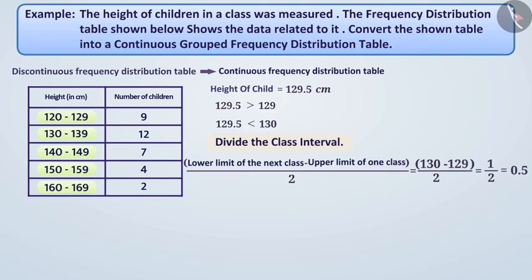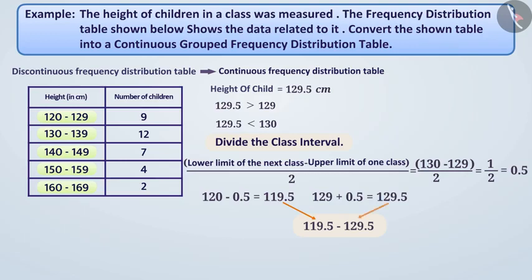Now we will subtract 0.5 from the lower limit of each class, such as 120 minus 0.5 is equal to 119.5. Similarly, we will add 0.5 to the upper limit of each class, like 129 plus 0.5 is equal to 129.5. In this way, we will create a new class interval 119.5 to 129.5. Now, you pause the video and similarly, in this way, find all the class intervals.